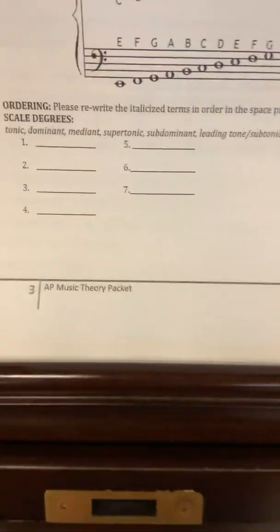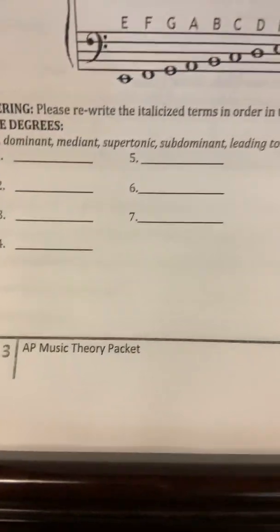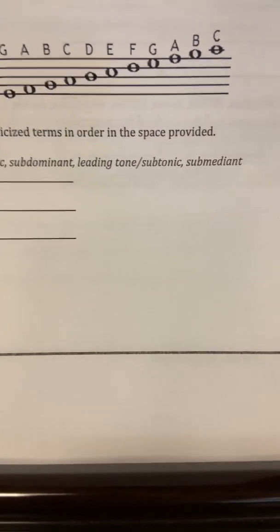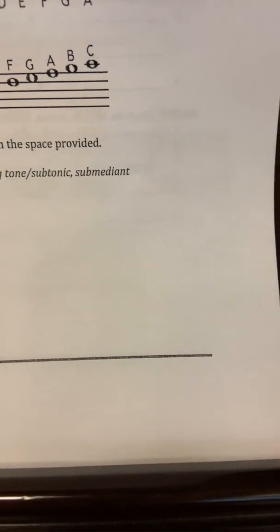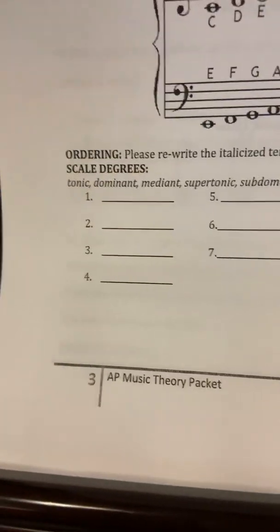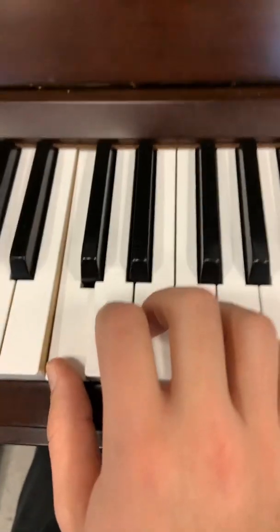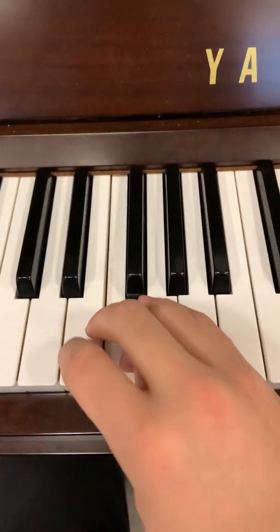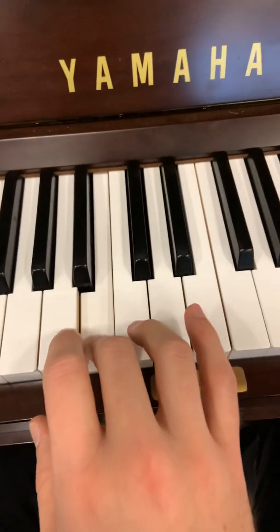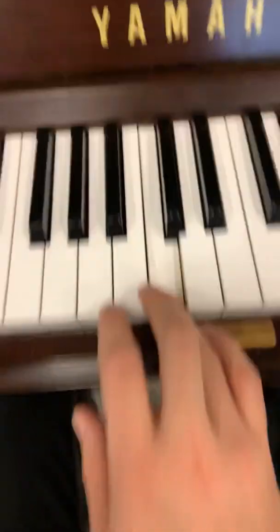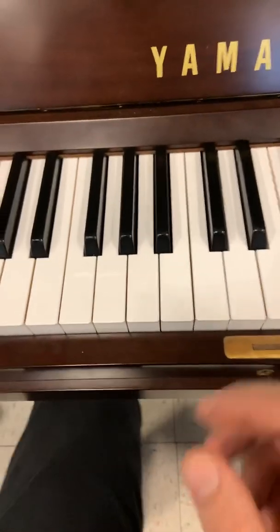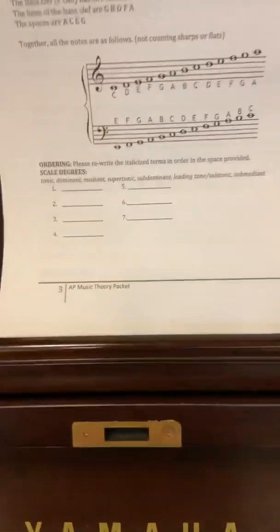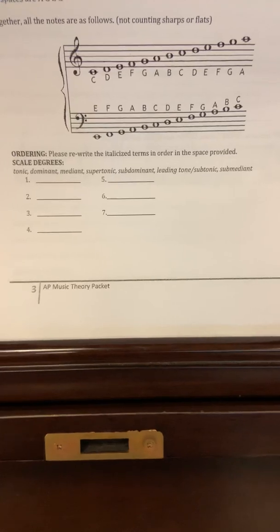So here we go. Here's the worksheet. They are listed: tonic, dominant, mediant, supertonic, subdominant, leading tone, subtonic, submediant. These are fancy names for the first, second, third, fourth, fifth, sixth, seventh, and then again back to the first note in a scale. So the fancy names, they're useful because they mean specific things about what the role is of each note in the scale. So I'm going to walk you through them, and I'm going to go in order.